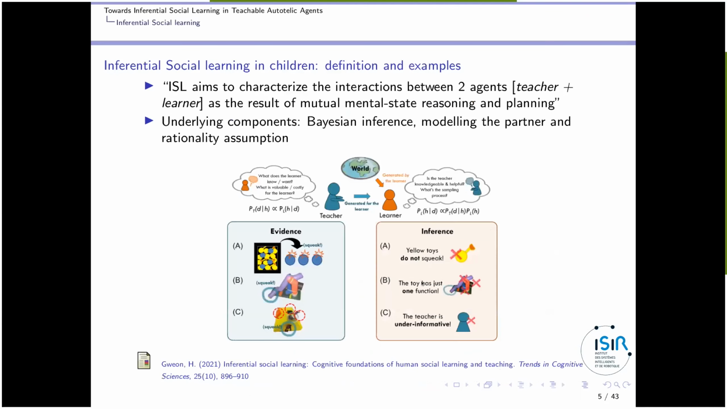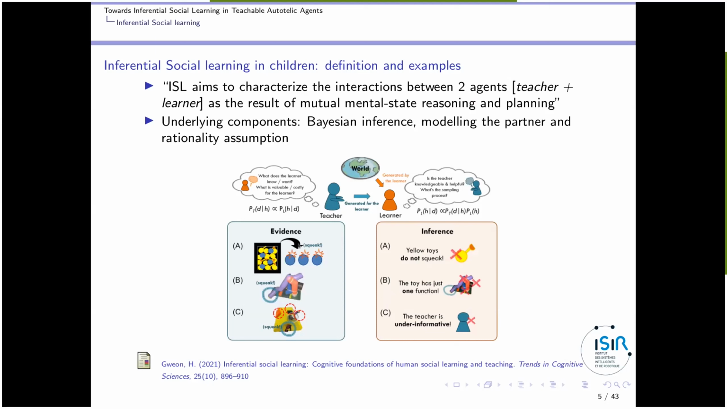Okay. Now, what's inferential social learning? So I take this notion from Yo Gueon's paper that is mentioned here, okay? And she says that inferential social learning aims to characterize the interactions between two agents, the teacher and the learner, okay? And that interaction results from mutual mental state reasoning and planning. Okay? And what does this mean? The first way to show you what it means is to take a few examples. That's what she does in the paper.